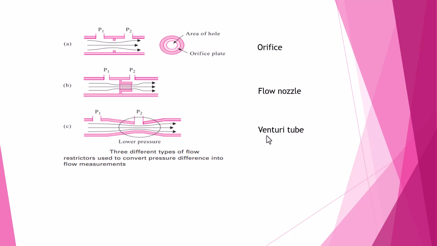It's the orifice with a differential pressure transmitter. It's the flow nozzle with a differential pressure transmitter. Venturi tube with a differential pressure transmitter.